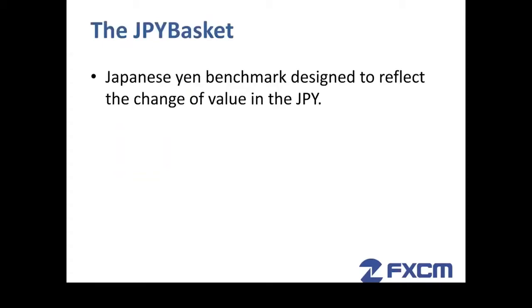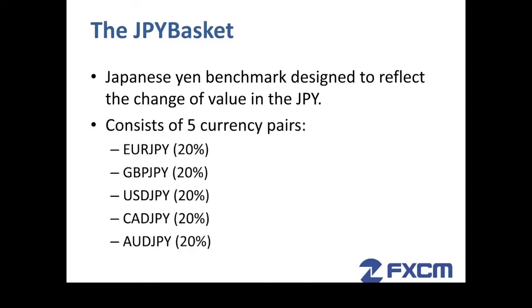The Japanese Yen Basket. This is a new and innovative product exclusive to FXCM, and it is a benchmark designed to reflect the change of value in the Japanese yen. It is made up of 5 currency pairs: the Euro Japanese Yen, the Pound Japanese Yen, the US Dollar Japanese Yen, the Canadian Dollar Japanese Yen, and the Aussie or the Australian Dollar Japanese Yen.